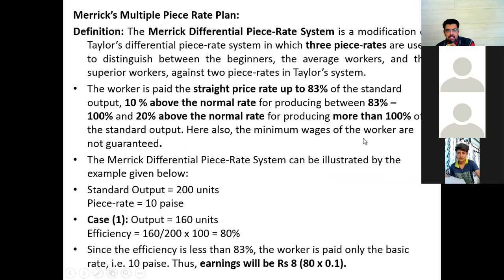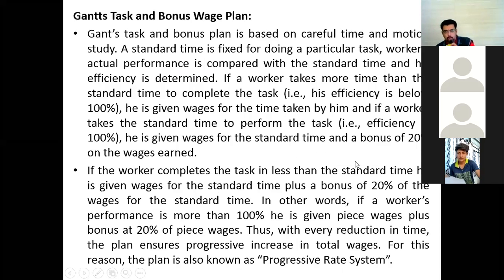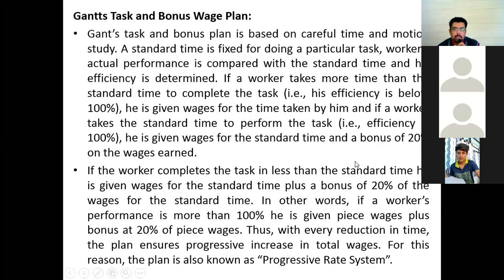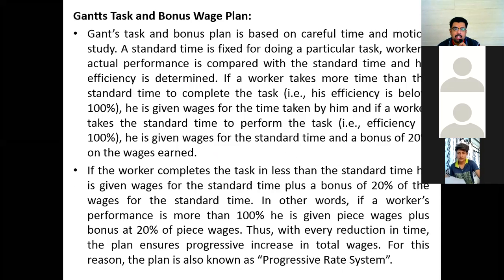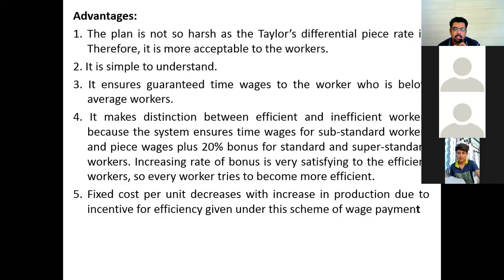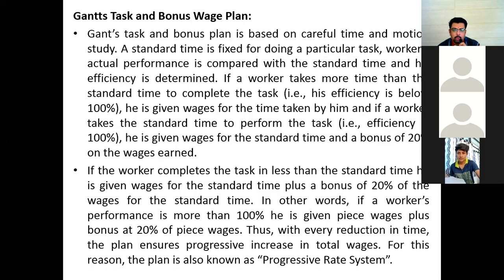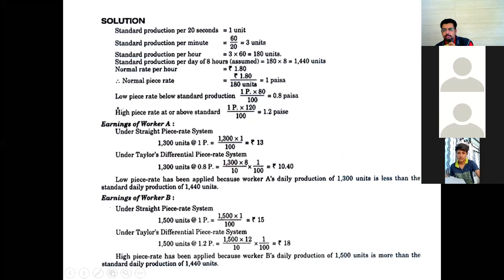Then Merrick's multiple piece rate plan is there, and whatever remaining points are there, I will discuss in the next class. Up to here what I discussed, please ask me. Still two more methods are there: Merrick's multiple piece rate plan, then Gantt's task and bonus wages plan, and advantages, disadvantages, and some examples I'll discuss in the next class. If you have any questions up to here, you can ask. Otherwise, I'll take your attendance, then I will leave.